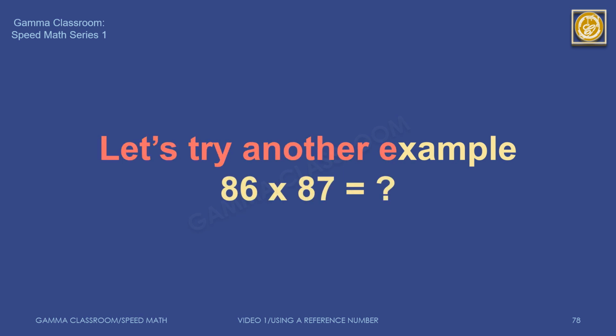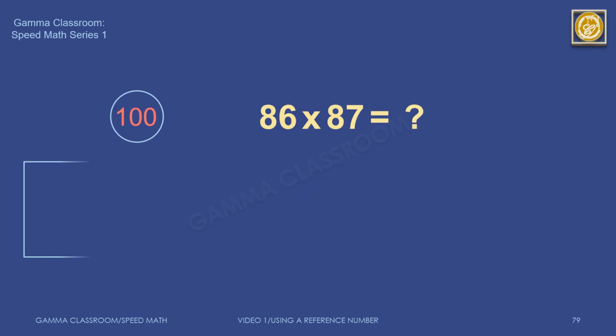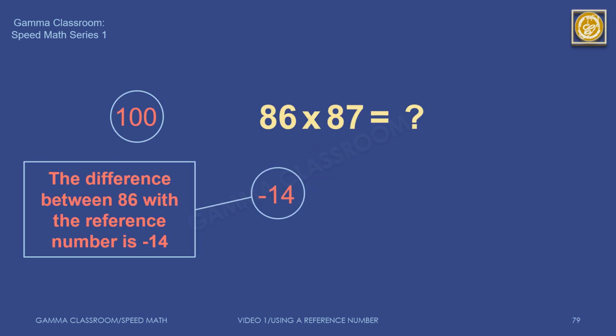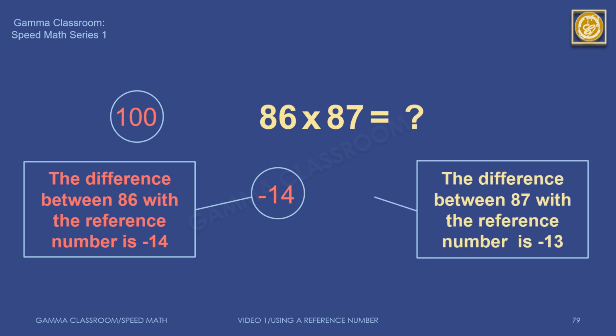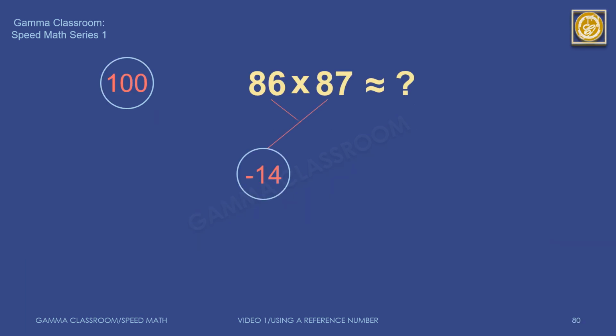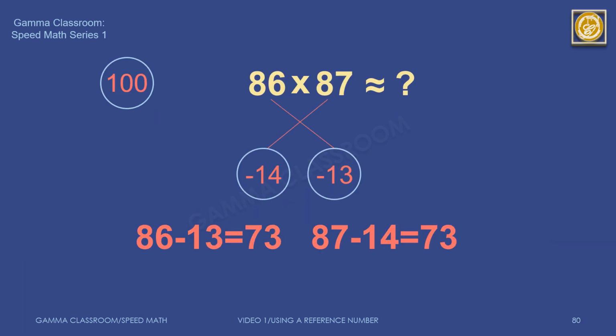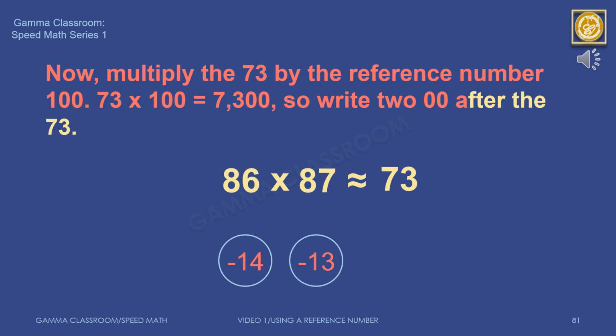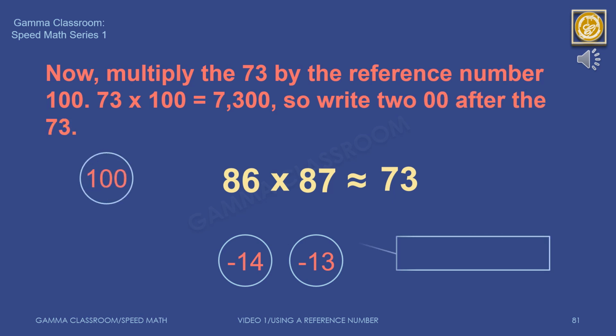Let's try another example. 86 times 87 equals how many? The difference between 86 and the reference number is minus 14. The difference between 87 and the reference number is minus 13. 86 plus minus 13 equals 73. 87 plus minus 14 equals 73. So, we put the 73 after the equal sign. Now, multiply the 73 by the reference number 100. 73 times 100 is equal to 7,300, so write 00 after the 73.